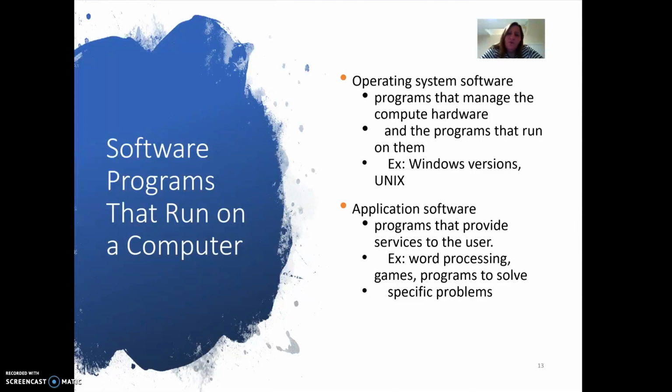But we have other software applications, such as word processing, PowerPoint, or games. Those are specific programs that are meant to do other things. So think about software as two kinds: you have the operating system and you have the application.